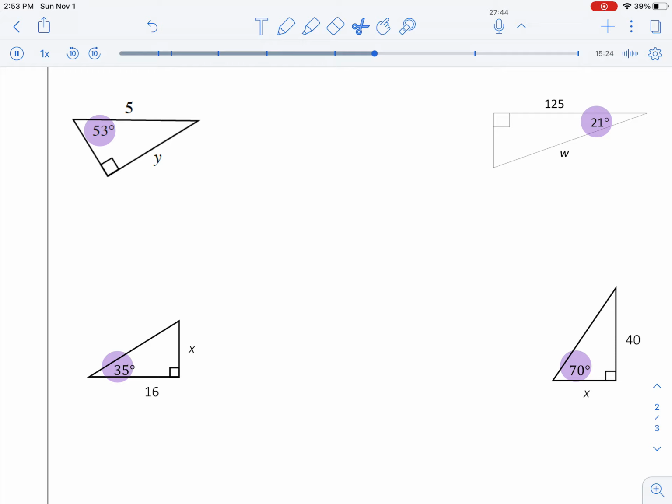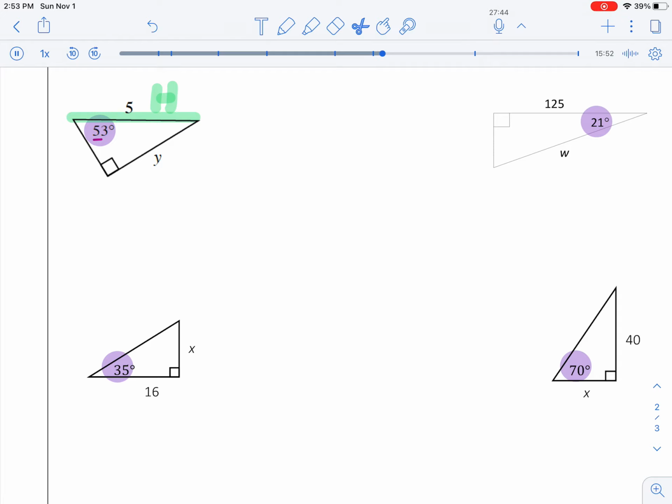Welcome back, Math 2. Next, I want to use our trig ratios to help us find the missing sides in a triangle. So let's look at what we have right here. I have a triangle, and I know that we have a 53-degree angle. Now, I have two sides labeled. I have my 5 labeled, which happens to be the hypotenuse. So I'm going to label that 5 with an H.